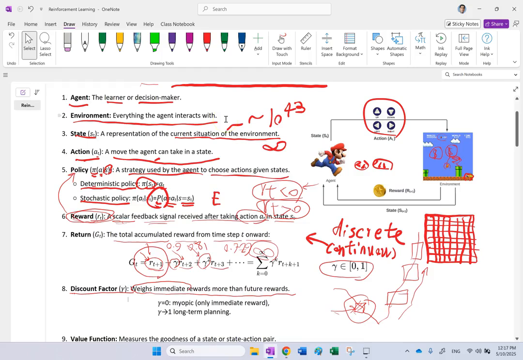What to pick for this gamma? Because if we pick a very small gamma like 0, it literally means, hey, forget about the future. Only look at your current reward. Forget about the future. Only look at the immediate reward. So that is a really short-term view. You might call it myopic.